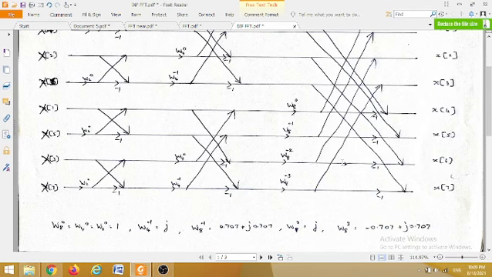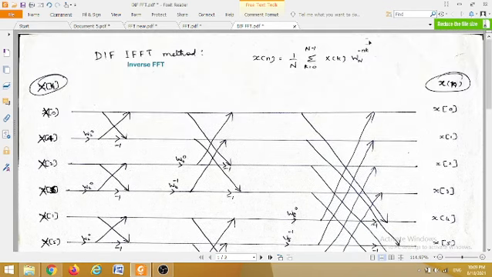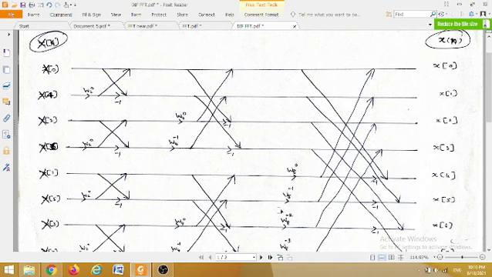Also we need to note that it is Wn power minus nk. It is not Wn power nk. It is e power plus j 2 pi by n into nk. So we will be getting Wn power minus nk. Okay. So instead of W4 power 1, you will have W4 power minus 1, and it is W8 power minus 1, W8 power minus 2, W8 power minus 3.